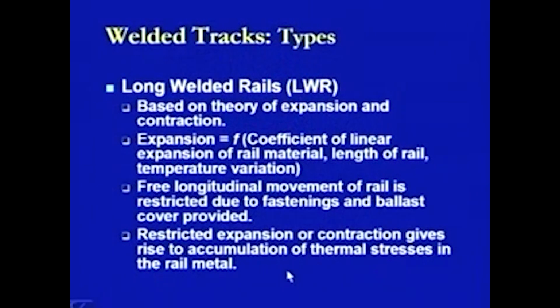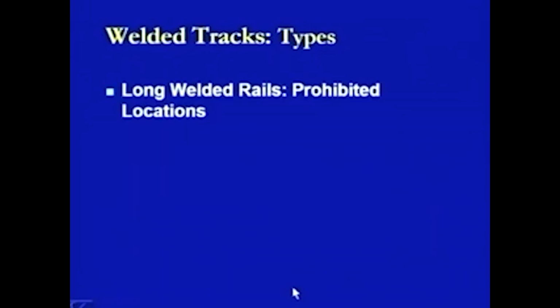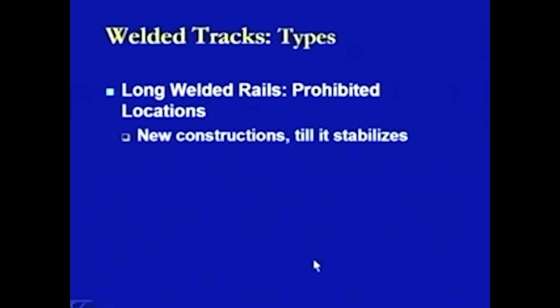So, this restricted expansion or contraction gives rise to accumulation of thermal stresses in the rail metal, and this accumulation of thermal stresses is going to decide what should be the length of the rail section. In this length of the rail sections, there are certain locations where these rail sections should not be provided. What are those locations?